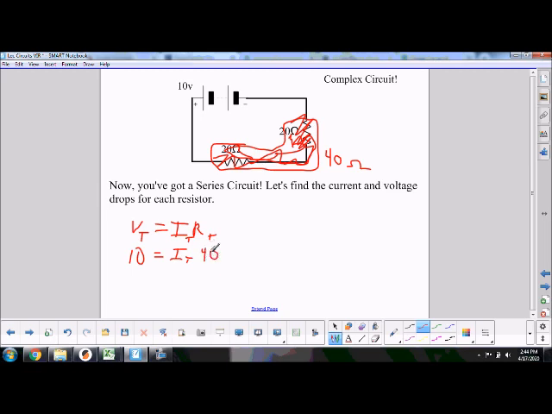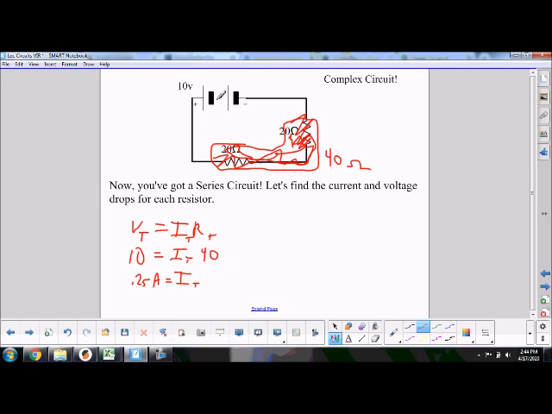So if we do the math, 10 divided by 40, not 40 divided by 10, 10 divided by 40, we get 0.25, isn't that an adorable little 5? 0.25 amps. Remember, A is the unit, amps. I is the variable for current. Make sure you know the difference between variable and unit. All right, so my total current is 0.25 amps.